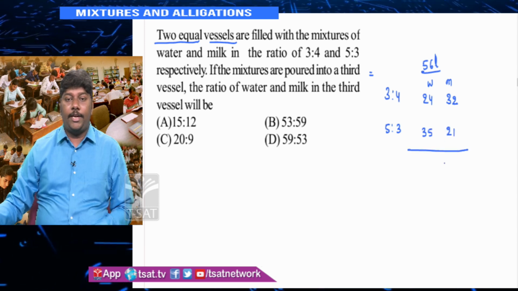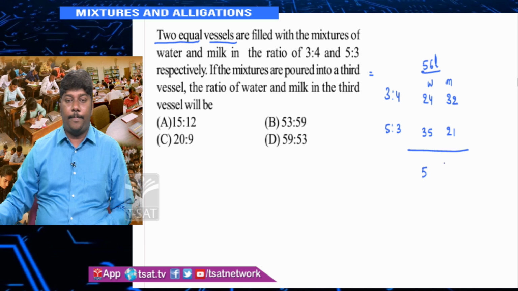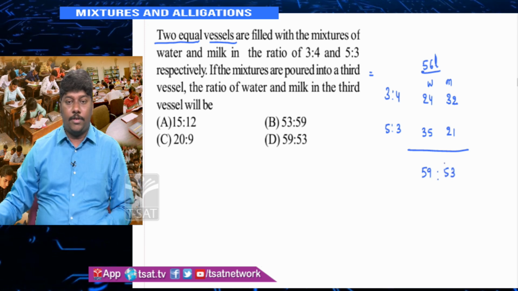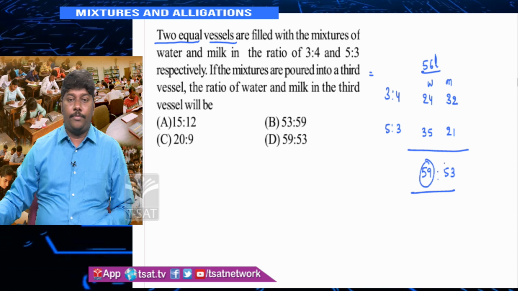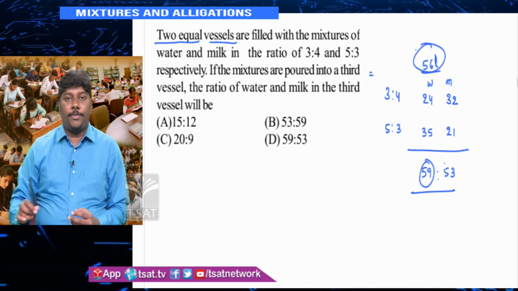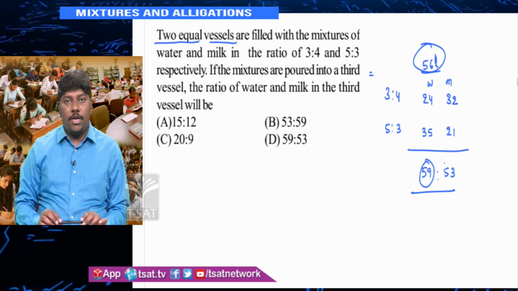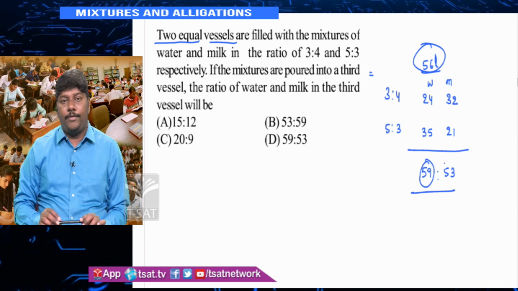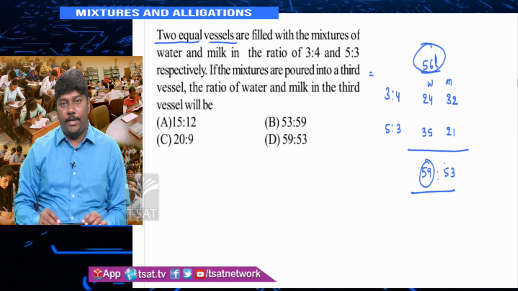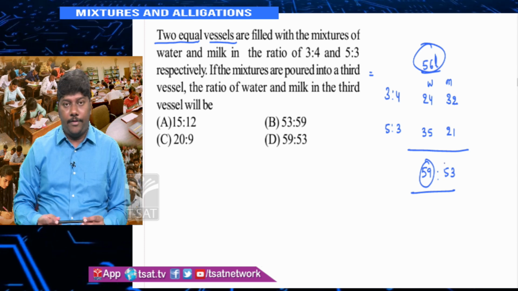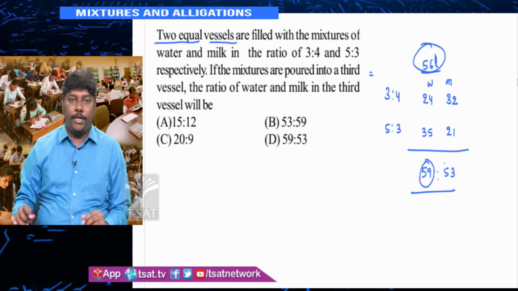Therefore, how many liters of water is there in the third vessel? 59 liters of water, 53 liters of milk. Even if you find only water, you know that 56 plus 56 in 2 vessels, because of equal capacity, is 112. You only find out what is water in it. We got water is 59 liters. Obviously out of 112, if 59 is water, the remaining 53 must be milk only. Look at the next sum.